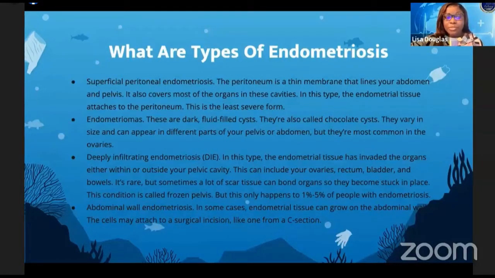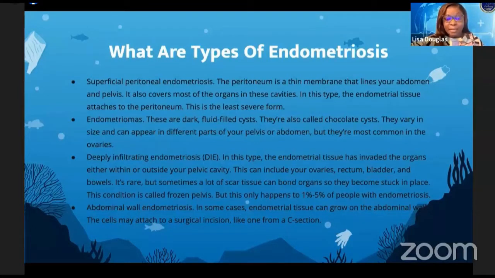Then you have the endometriomas. These are dark fluid-filled cysts. They're also called chocolate cysts. They vary in size and can appear in different parts of your pelvis or abdomen, but they are most common in the ovaries.